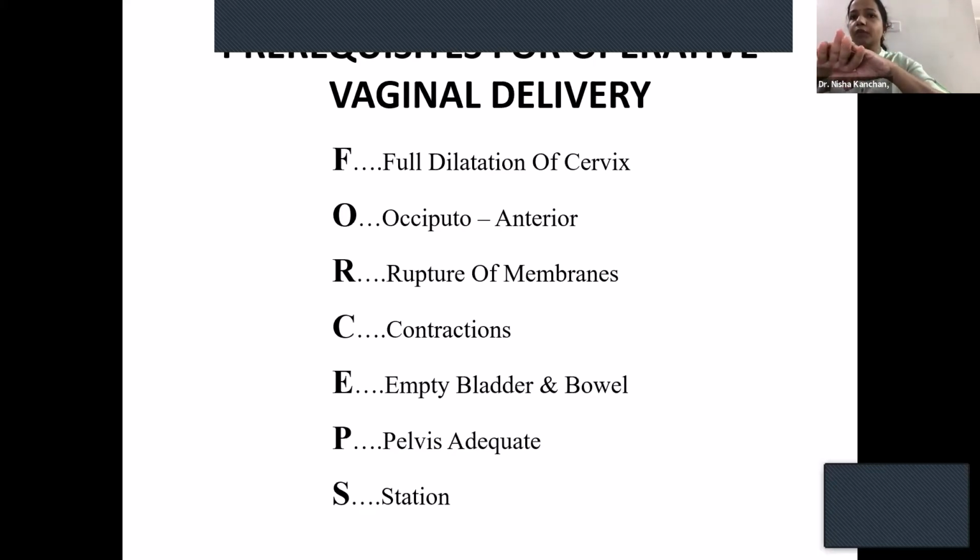Remember the mnemonic of forceps: full dilatation, occipito-anterior, ruptured membranes, contractions, empty bladder and bowel, pelvis adequate, station. Some people would have catheterized with a Foley's catheter, so that bulb should be deflated and removed before you put a forceps. With the bulb inside, do not attempt a delivery. So it is better to use a rubber catheter for intermittent catheterization. Next slide, please.